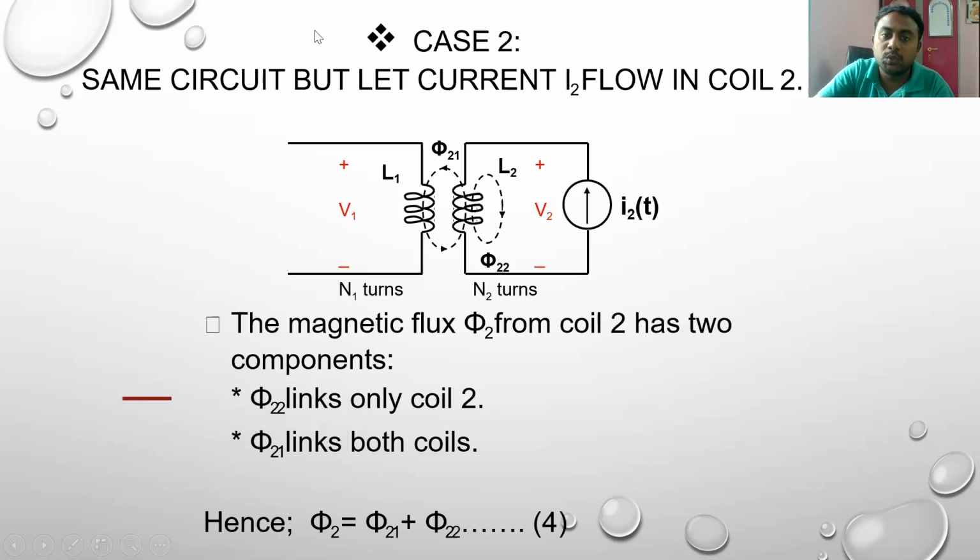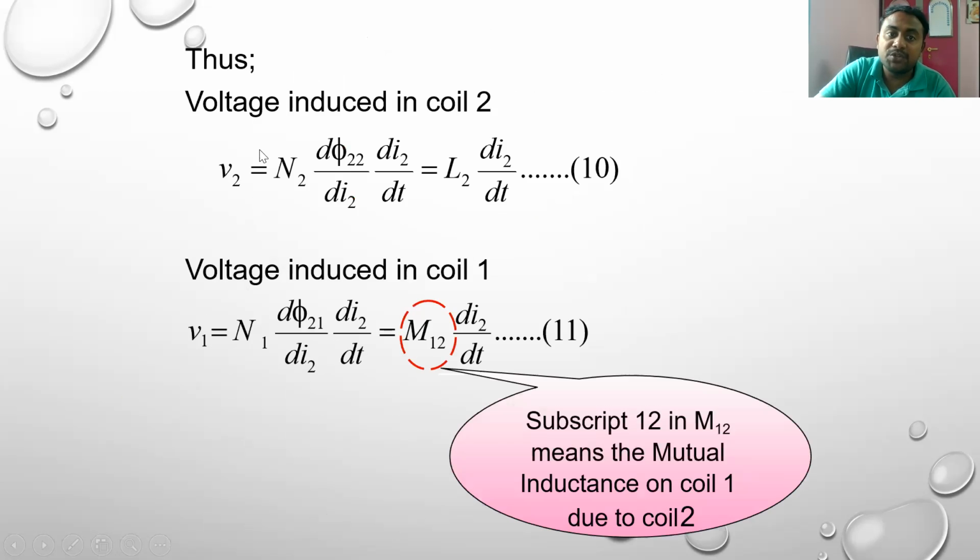Similarly, I am considering case 2, where I connect the current source at coil 2. Because of this, the flux generated is phi 22, and the flux linking coil 1 I am calling phi 21. So the flux phi 2 is denoted as phi 21 plus phi 22. As we know, the self-induced EMF V2 equals N2 into d phi 22 by di2, into di2 by dt, and this we are calling the self-inductance L2.